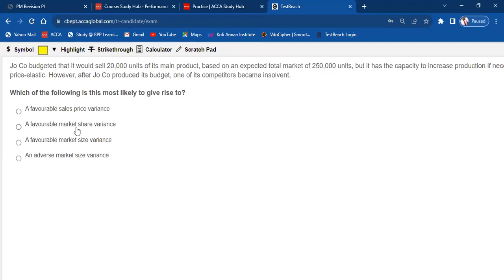But you are correct to say you go for a favorable market share because you sell 20,000 out of 250,000 in the market. If a competitor goes down and you have the capacity to increase production, you can sell more. So your market share goes up.